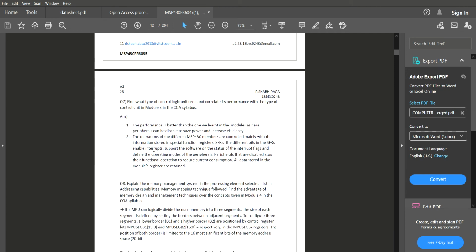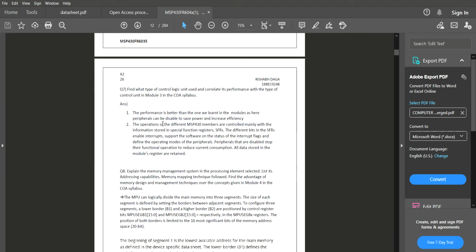And for the next question, which is the type of control logic unit. Now this was a very interesting question, because it answers questions about the power efficiency of our IC, about how the control logic is used to save memory and power at the same time. Now it all depends on the bits in the SFRs which enable interrupts and support the software, right? And this also we can see in the datasheet itself.